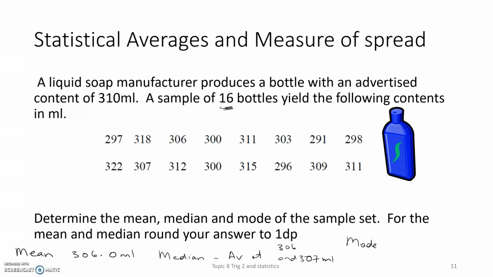Now the mode. If we put them in some sort of order so that we can see all the values at a glance, then we'd see that there was a mode at 300, there were two 300s, and there must be two 311s as well. There are no more than two of any of them, so there are actually two modes.